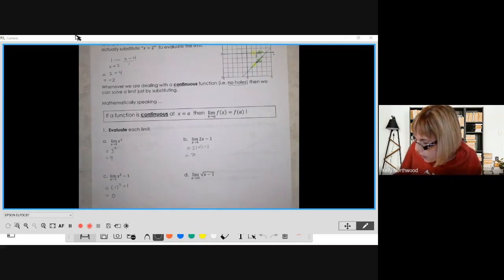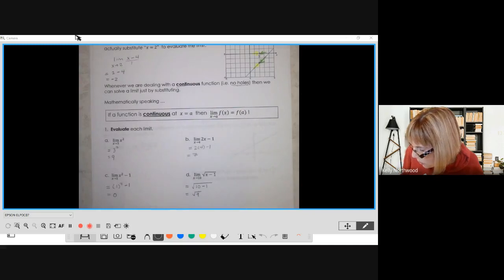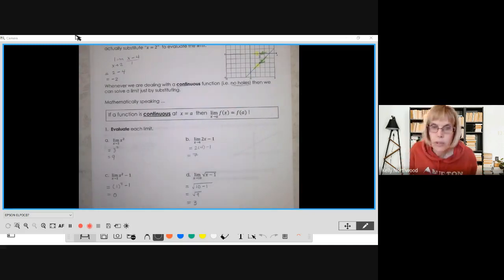And the limit as x approaches 10 of the square root of x minus 1 is just going to be the square root of 10 minus 1, or the square root of 9, which is just 3.